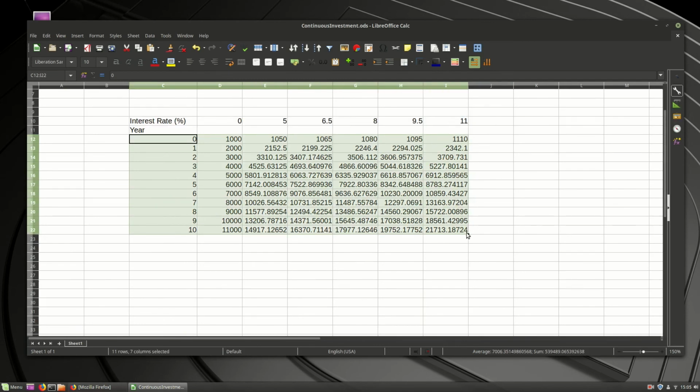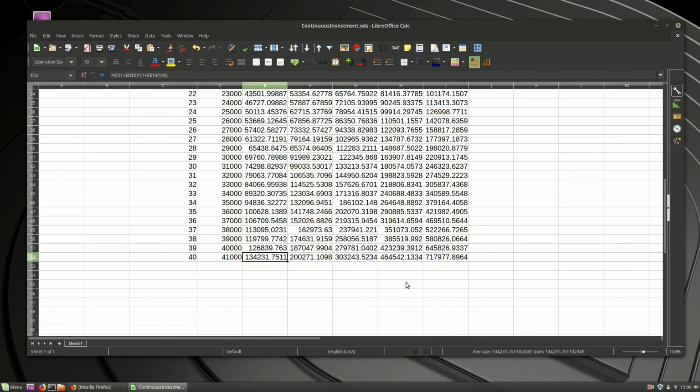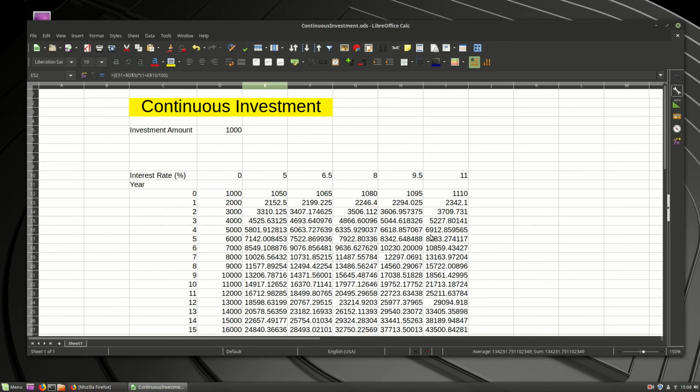And like last time, we're going to bring this out. So after 40 years, you've invested $41,000. Really, it's 41 years. At 5% interest, you would have $134,000. At 6.5, $200,000. 8, $300,000. Point is, it gets better and better the better returns you can get.